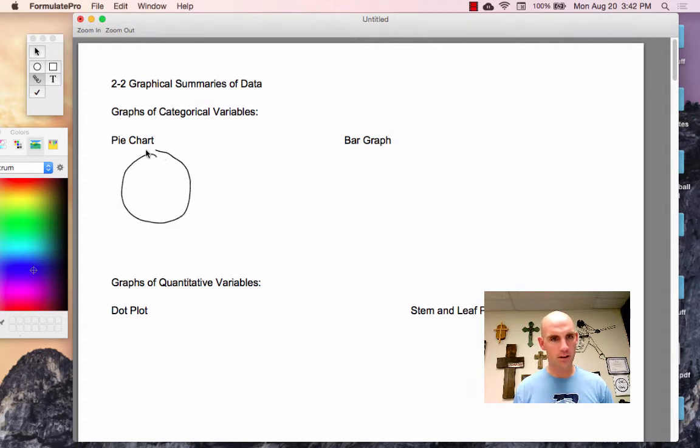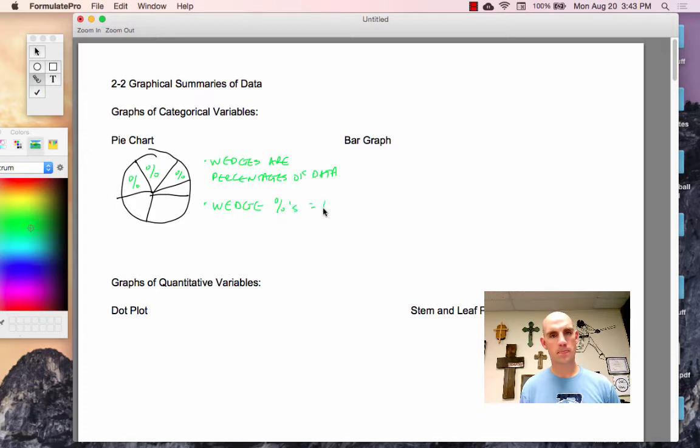And if you remember seeing a pie chart from young ages, right? In here are going to be our slices of pie, and each of them is going to represent a percent of the data, right? These percents of the data, we call them the wedges. The wedges are percentages of the data, and all of the wedges add up to 100%. So you have to represent all the data, and it has to be equal to the full circle, which is 100%.